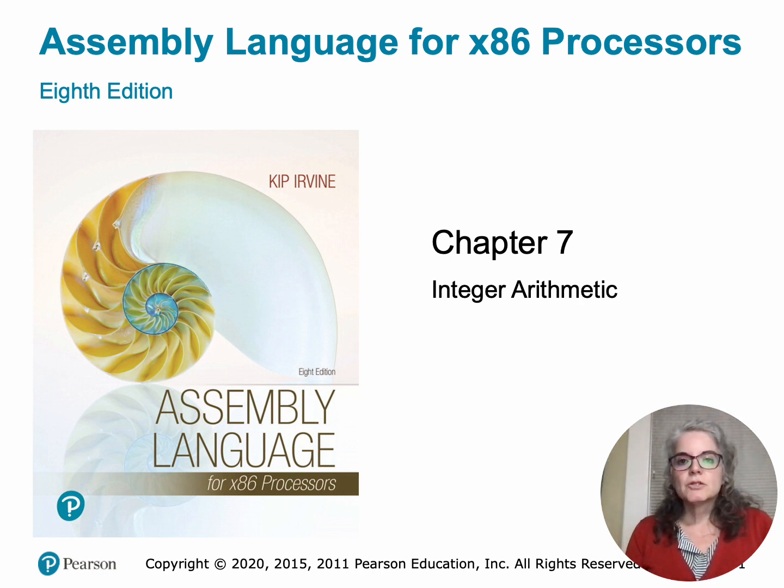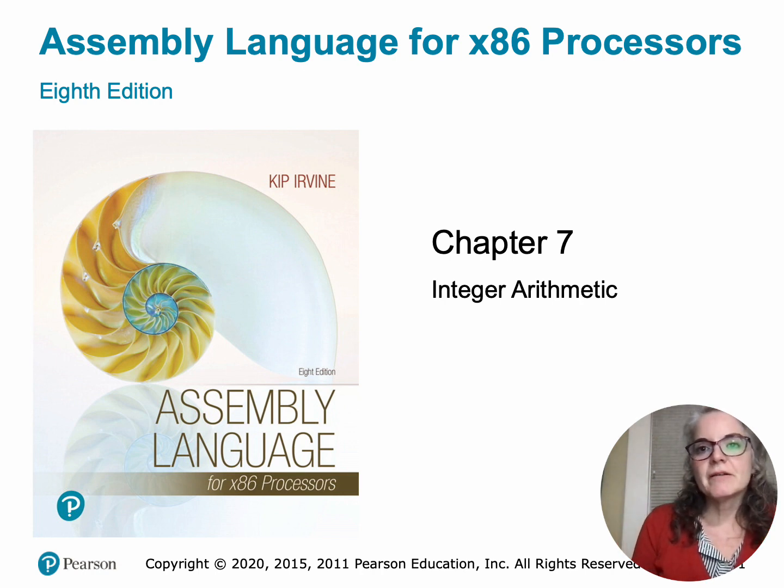Okay, welcome back to COIC 2325. This is Chapter 7, Integer Arithmetic. This is Part 1.